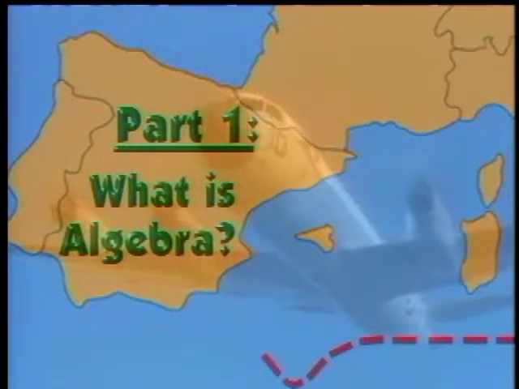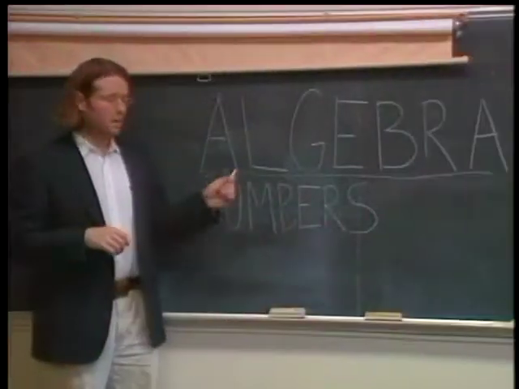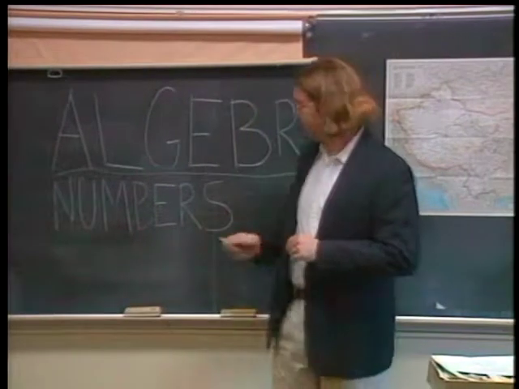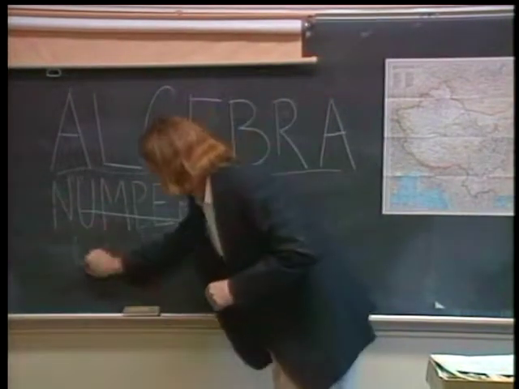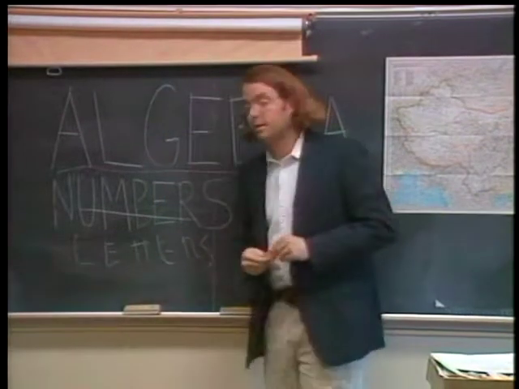What is algebra? Section A, a little history. Algebra is a sort of universal arithmetic that replaces numbers with letters.